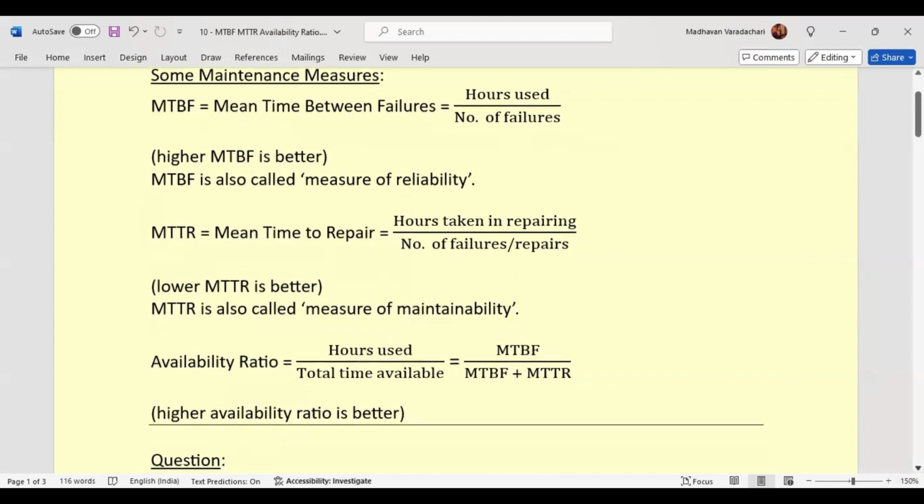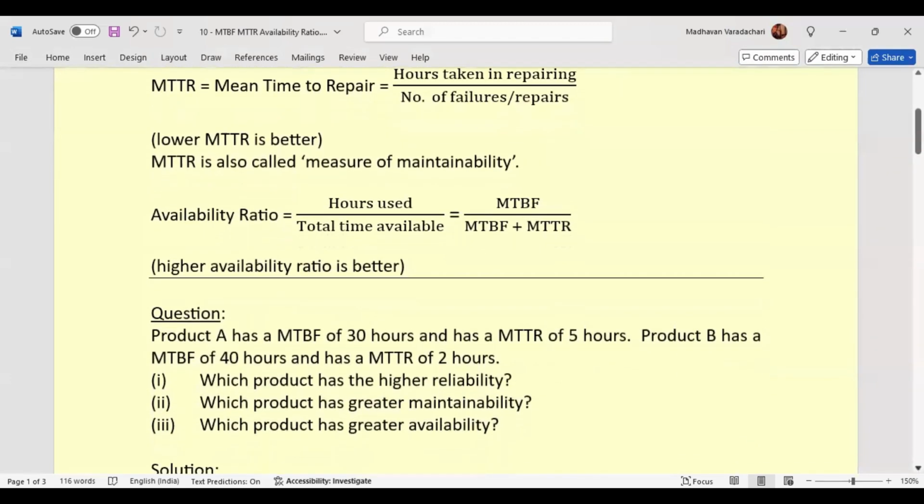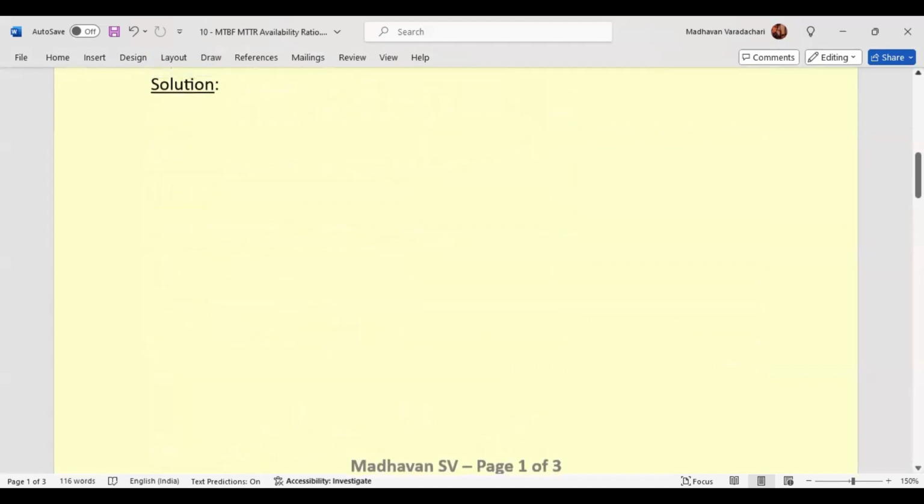Based on this understanding, let us do a numerical question. Product A has MTBF of 30 hours and has a MTTR of 5 hours. Product B has MTBF of 40 hours and has a MTTR of 2 hours. Which product has the higher reliability? Which product has greater maintainability? Which product has greater availability? So let us do one by one.